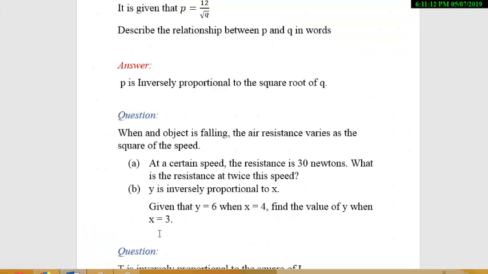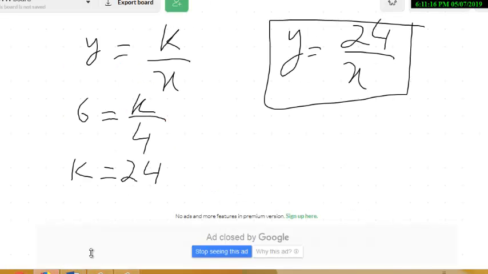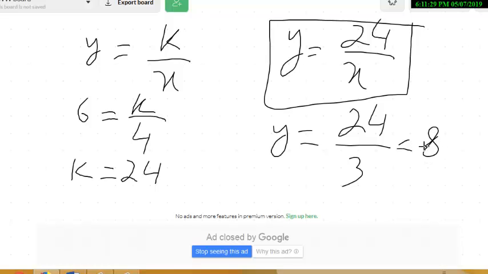So now the next part: find the value of y when x is 3. After finding the value of k, we have to find what y is if x is 3. So let me plug in here. What is y? When x is 3, 24 over 3 is 8, so y is 8. So this is how we can solve this question.